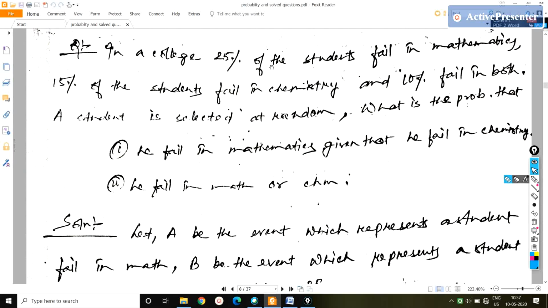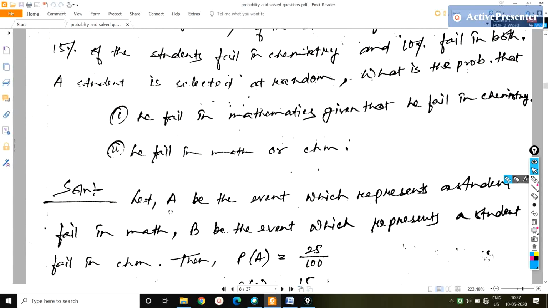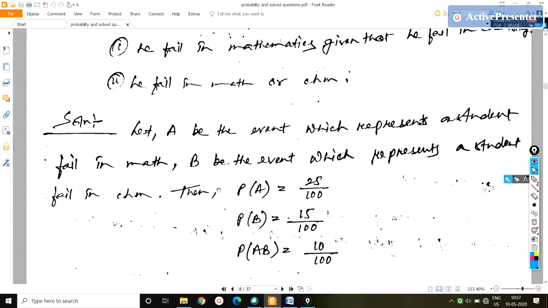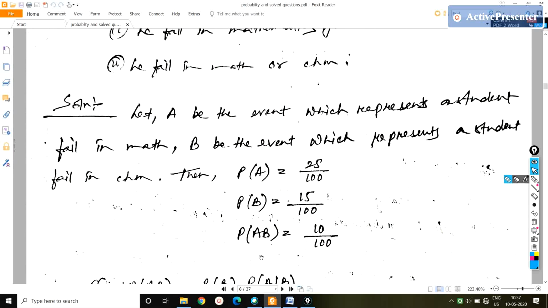Since 25% of students fail in mathematics, we consider A to be the event which represents a student failing in maths. B represents the event in which a student fails in chemistry. So P of A, as per the question, is 25 by 100. P of B is 15 by 100, and P of AB, that is a student failing in both subjects, chemistry and mathematics together, is 10 by 100.